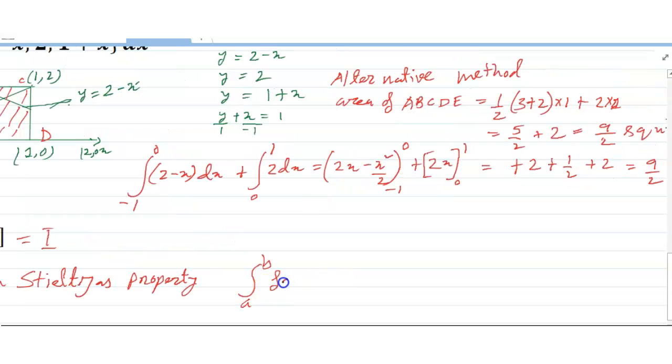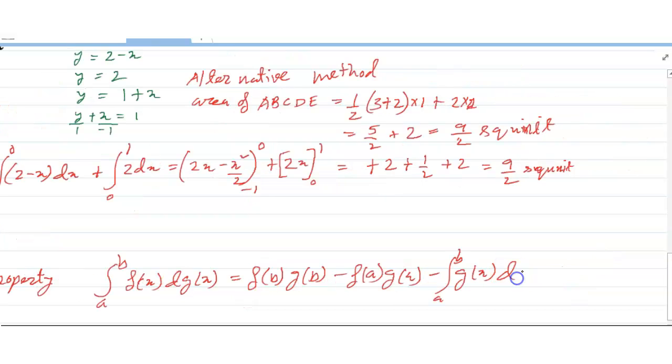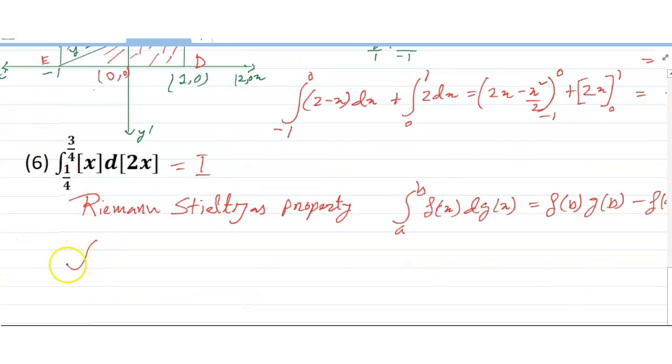Property: integral of fx dgx is equal to fb into gb minus fa into ga minus integral a to b of gx dfx. So 1 by 4 to 3 by 4, box of x into d of 2x.